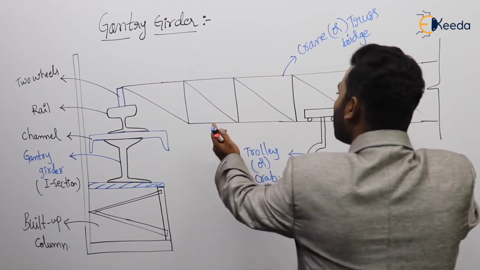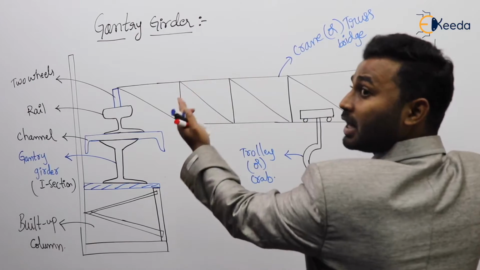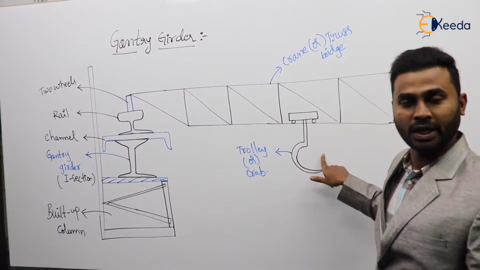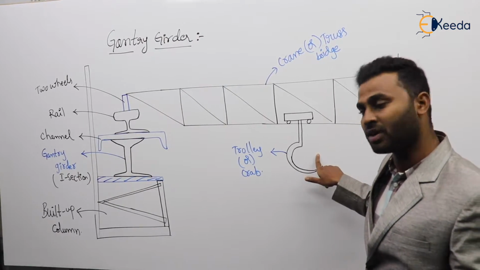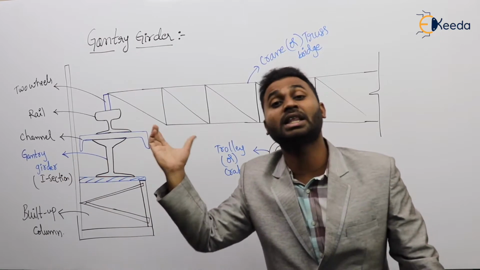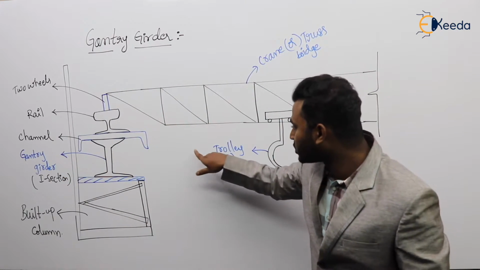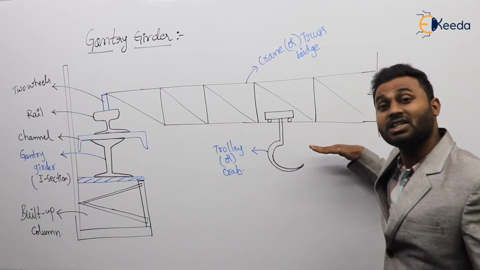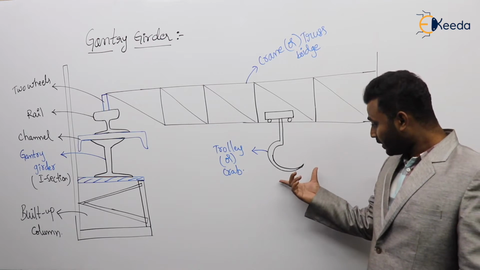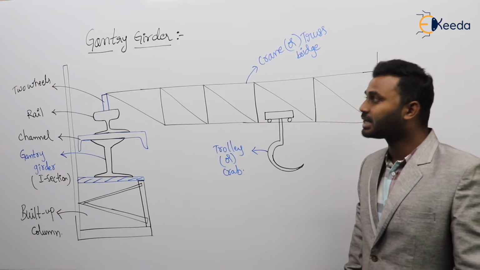Now this truss will move in the perpendicular direction of the board. It means both the truss and crab will move. Agree? Both these truss and crab will move. So now this truss will move in the longitudinal direction or length direction of the gantry girder, and this trolley will move in the lateral direction or transverse direction of the gantry girder. Agree? This is the setup.